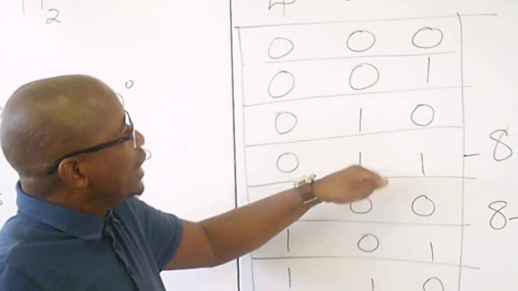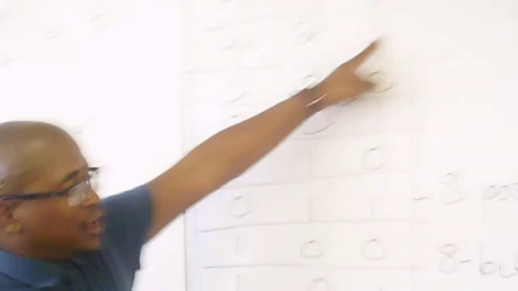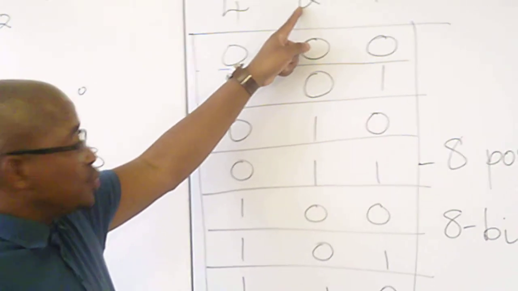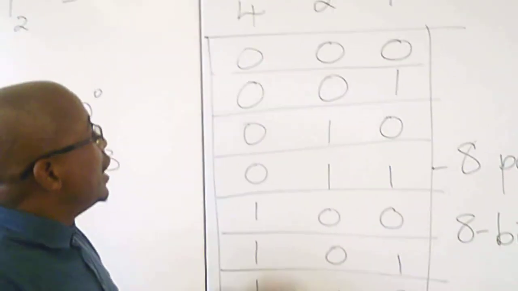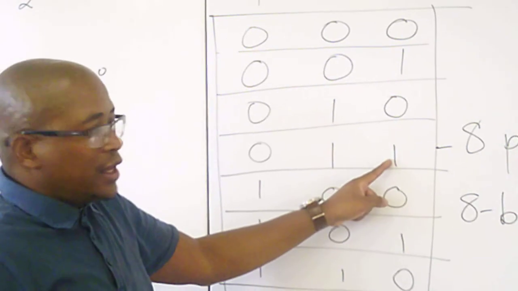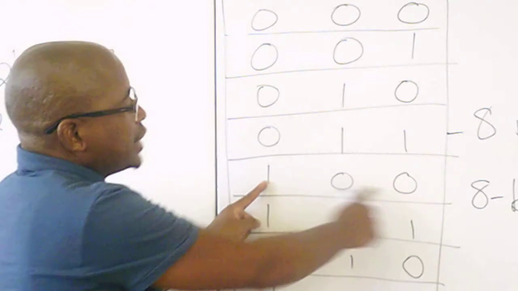I need a 1. I put a 1 here because I need a 1. I need a 2. I put a 1 because I need a 2. I need a 3. 3 is going to be 2 and a 1. So I put a 1 here and a 1 here. I need a 4. 4 is here, I put a 1 here. The rest I don't need.